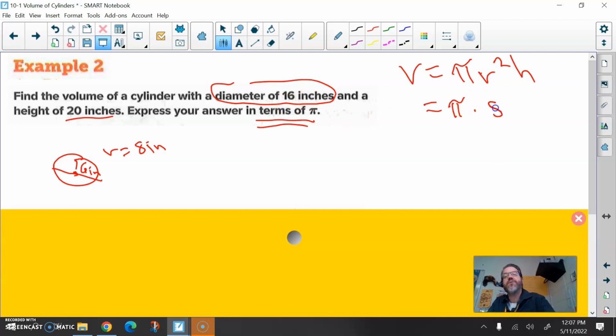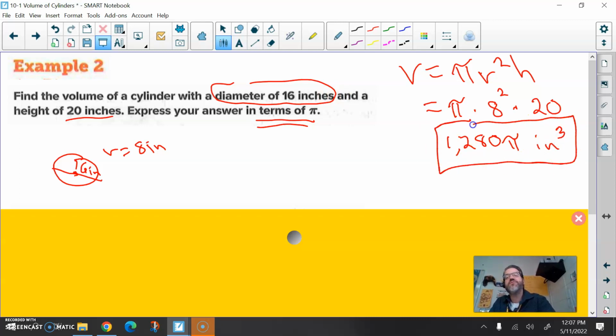So it's pi times 8 squared times, and then our height, it says, is 20 inches. Okay, again, we're expressing in terms of pi, so don't put anything in for pi. Just take 8 squared, 64, times 20, which is 1,280, and then it's times pi. And then a label, we're working with inches here, so I'm going to put inches cubed, cubic inches: 1,280 pi cubic inches, and that would be my volume.